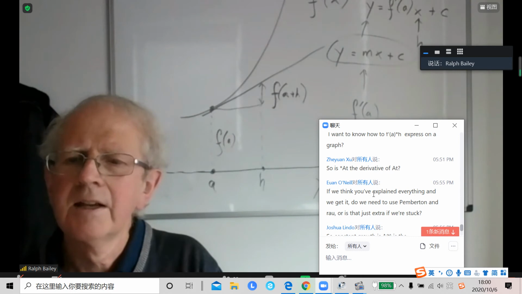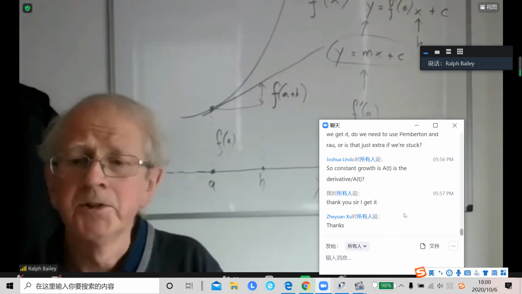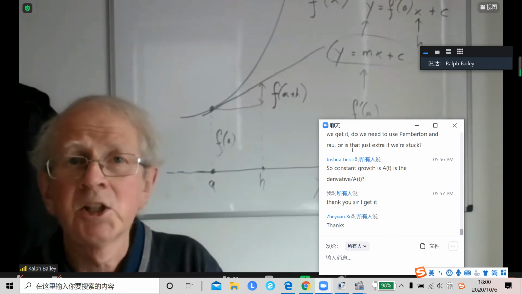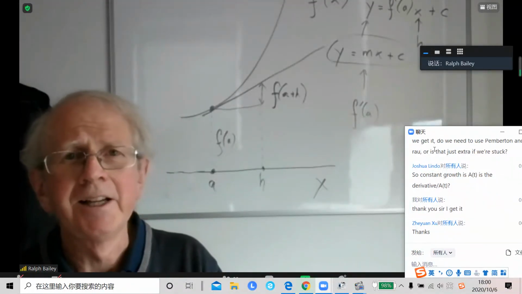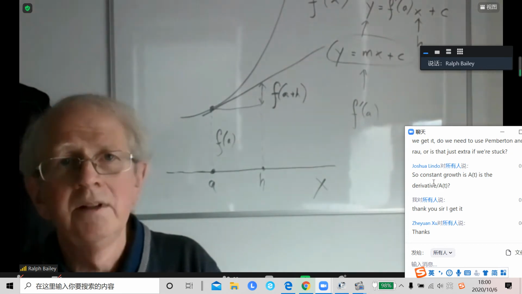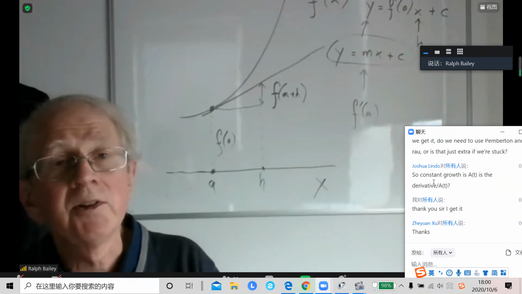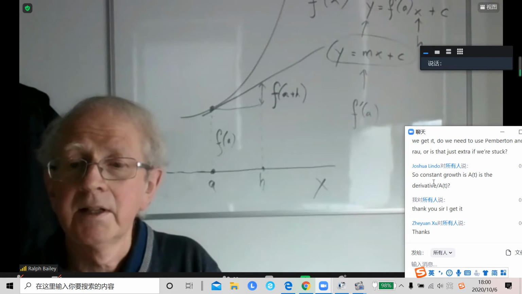Joshua, constant growth. Yeah, constant growth is basically the growth of an exponential function. The derivative of an exponential function is itself. So you divide the derivative by the function. They're the same thing, so they cancel, and that's the way you get a constant. Okay, thank you.